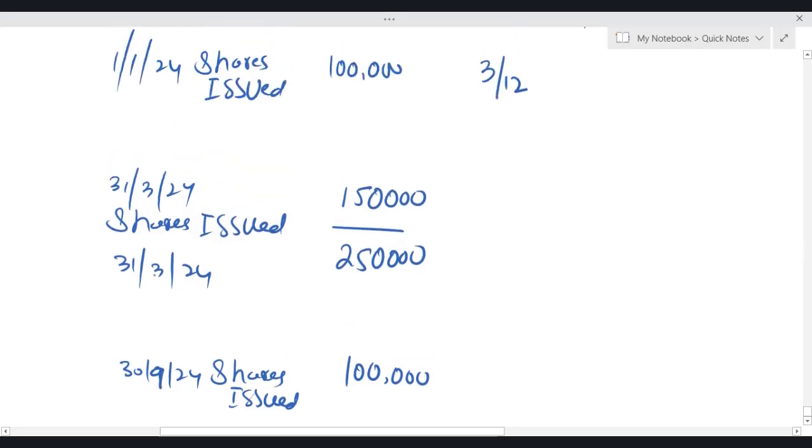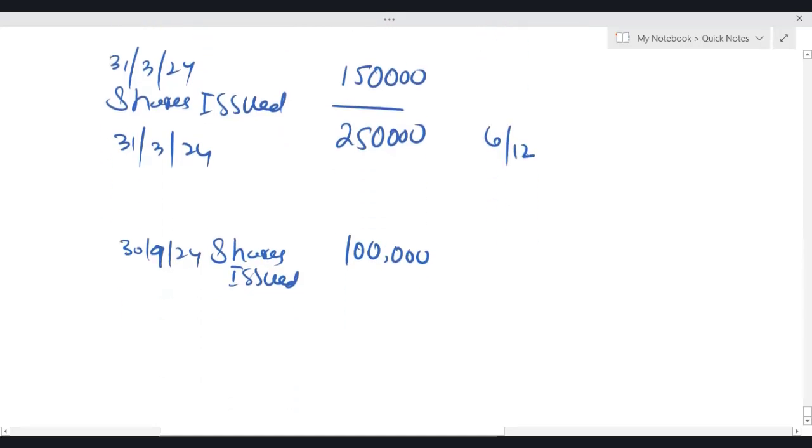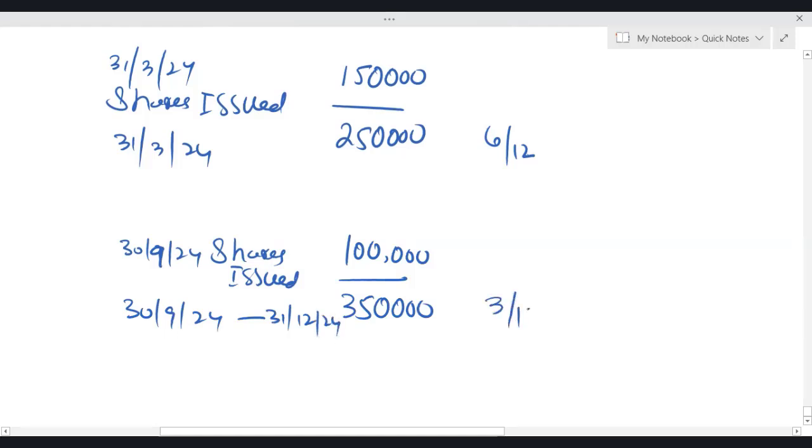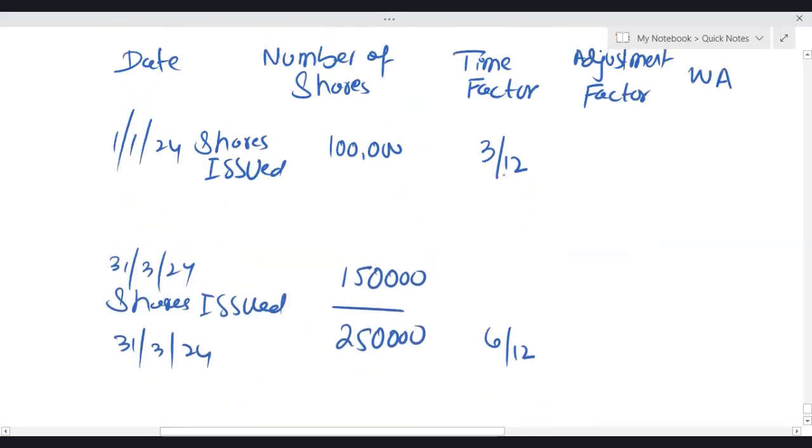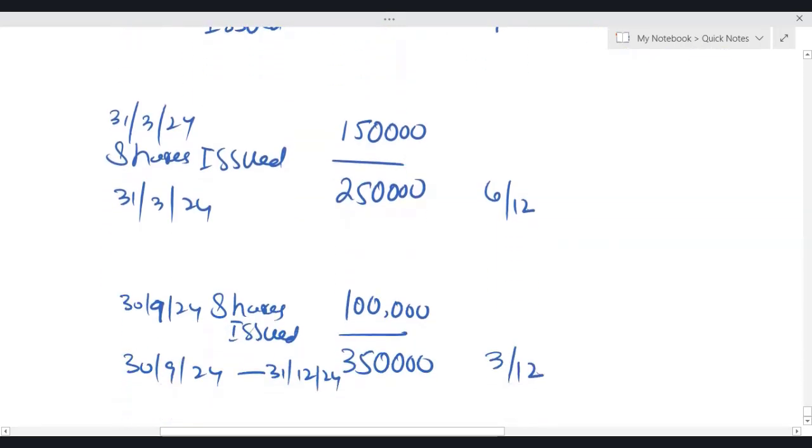Okay, now from March till September, can I say we have 6 months? After this 1 lakh shares, the total number of shares will become 3,50,000. After 30th September, no issue. So from 30th September till 31st December, we have 3 months. So for the first 3 months, the company has 1 lakh shares. From March till September, the company has 2,50,000 shares. From September till December, the company has 3,50,000 shares.